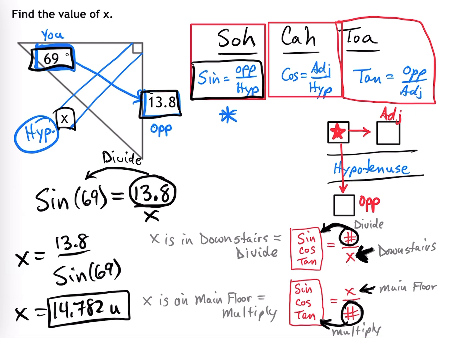That is how you find the missing side: determining first of all where you live, and then where the side is located with respect to where you live. Well, that's opposite, and the hypotenuse is always found across from the box in the triangle, which makes x your hypotenuse. So opposite and hypotenuse is sine, and that's how we got to our answer by dividing 13.8 by sine of 69. Hope this video helps.